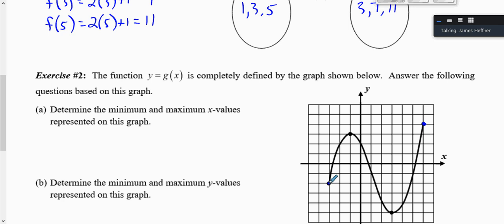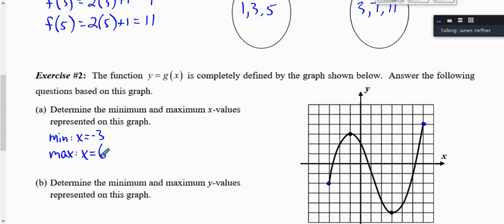So what are the minimum and maximum x values? What's the min x? The min x is -3. -3, okay? And our max would be an x of what? Five. Wait, no, 6. 6, wouldn't it be? Okay?